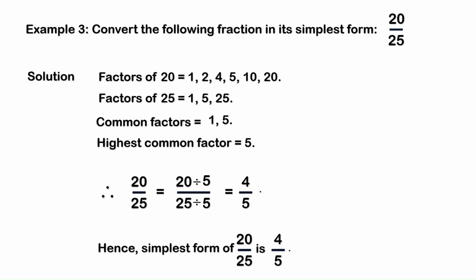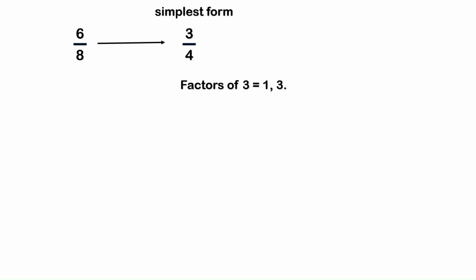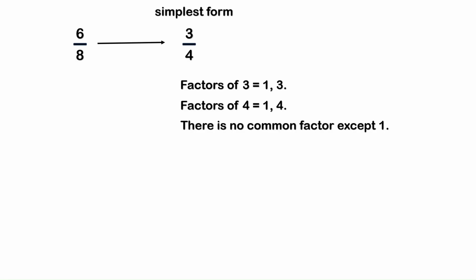In one of our previous examples, 6 upon 8 reduced to 3 upon 4 in its simplest form. Now look at this simplest form. Factors of 3 are 1 and 3 and factors of 4 are 1 and 4. You can see that there is no common factor except 1. It means that when a fraction is reduced to its simplest form or lowest term, there remains only one common factor, which is 1.